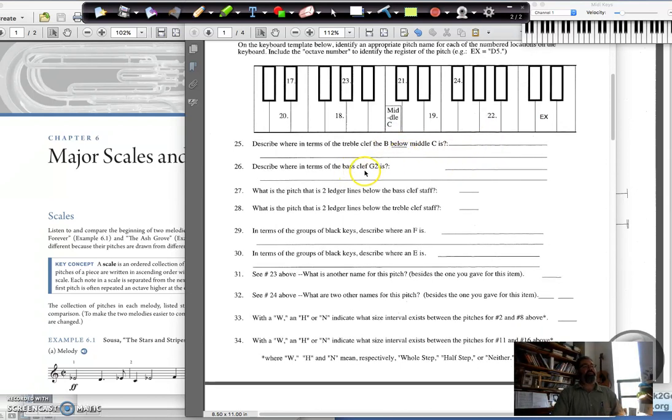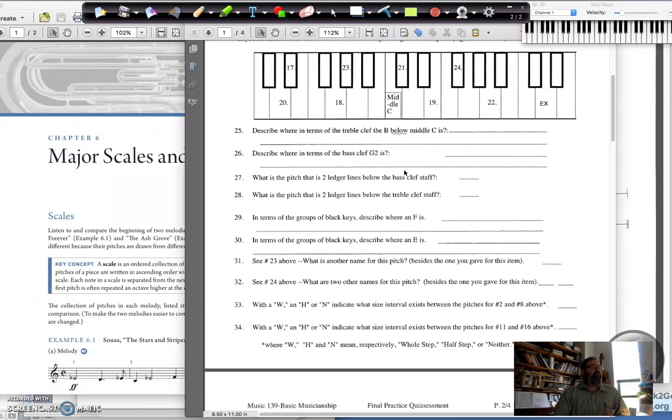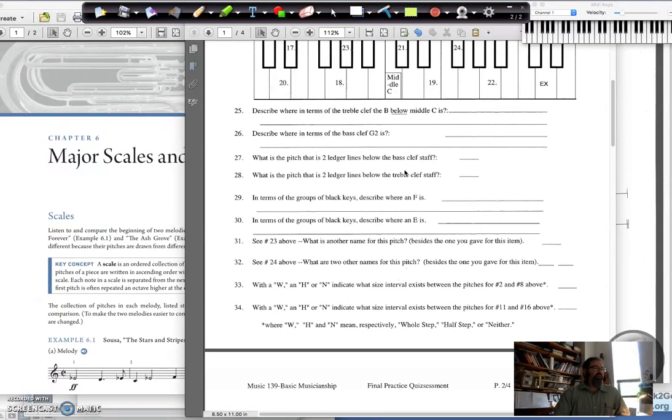Describe where, in terms of the bass clef, G2 is. Some notes are line notes, some notes are space notes. Don't say on a line. That doesn't work very well, because then it doesn't tell me whether it's a line or a space note.